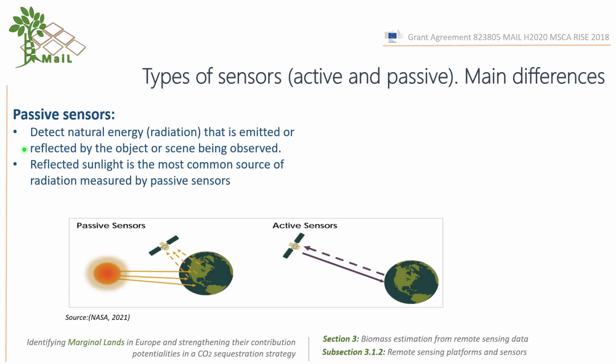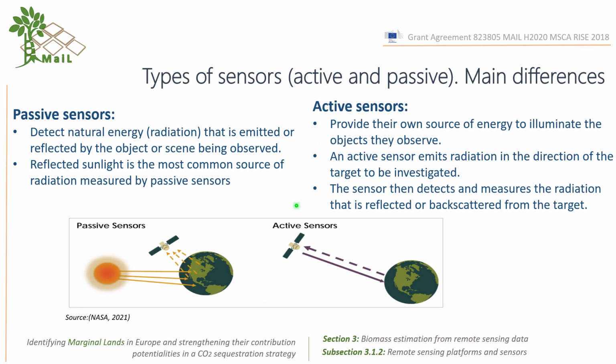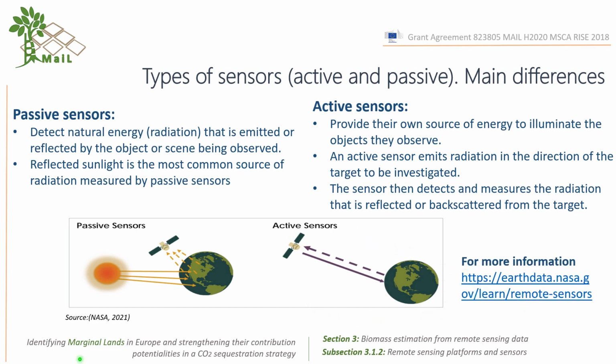Passive sensors detect natural energy that is emitted or reflected by the object or scene being observed. Reflected sunlight is the most common source of radiation measured by passive sensors, as you can see in the diagram here. Active sensors, on the other hand, provide their own source of energy to illuminate the objects they observe. An active sensor emits radiation in the direction of the target to be investigated. The sensor then detects and measures the radiation that is reflected or backscattered from the target, as you are also seeing here. For more information, you can visit this link.